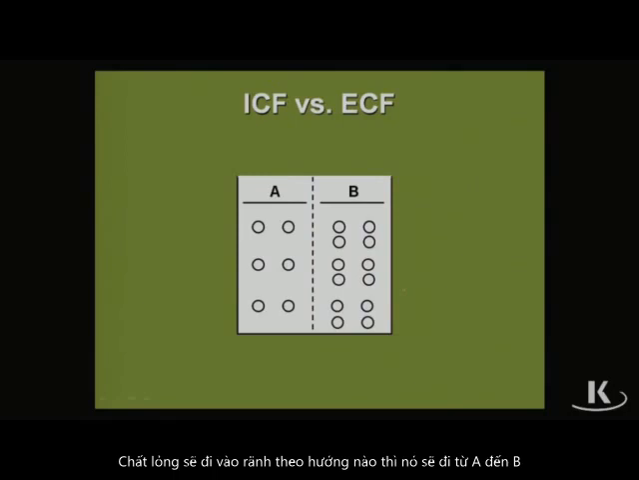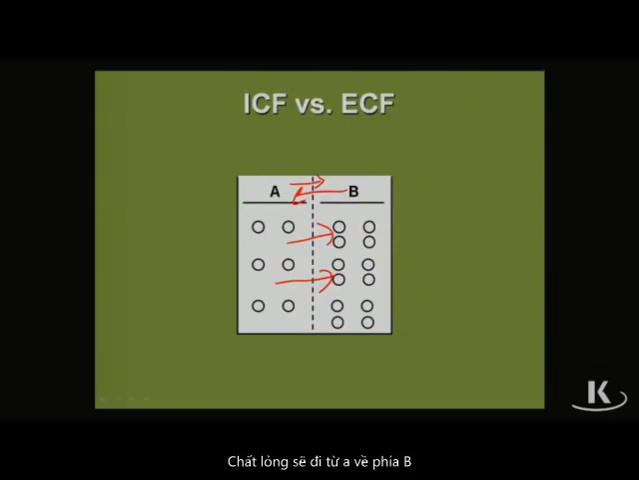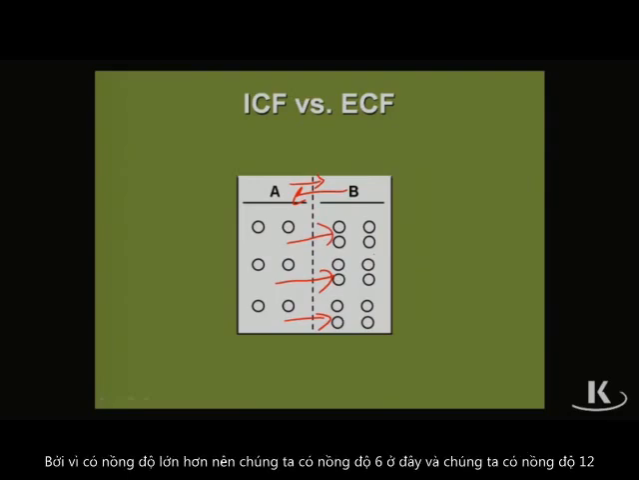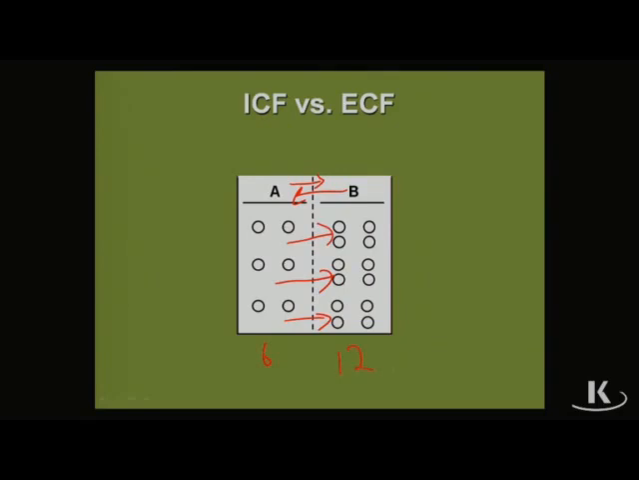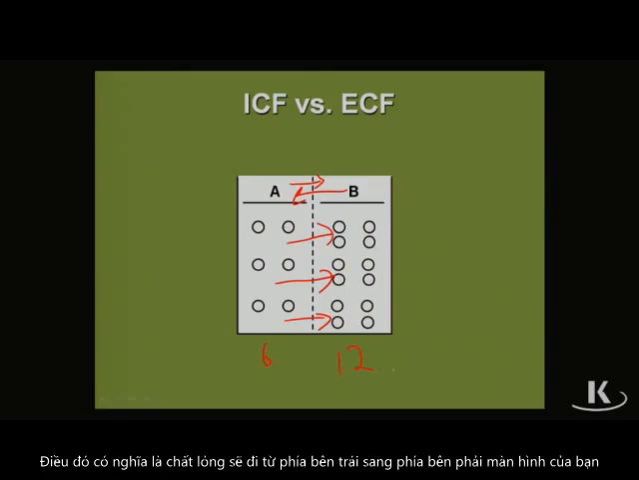In which way is the fluid going to go in this slide? Will it go from A to B or from B towards A? And the answer is that the fluid will go from A towards B, because there is a greater concentration. We have a concentration of 6 here, and we have a concentration of 12 over here. So that means that the fluid is going to go from the left-hand side to the right-hand side of your screen.